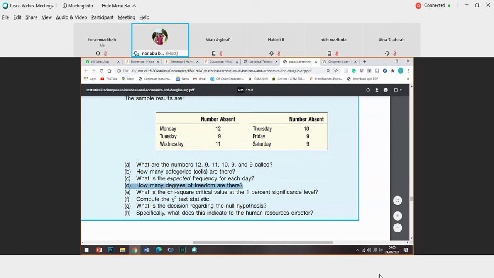How many degrees of freedom? Jawab. Jawab. 5. Okay, 5. Why? 6 minus 1. Okay, what is the chi-square critical value?